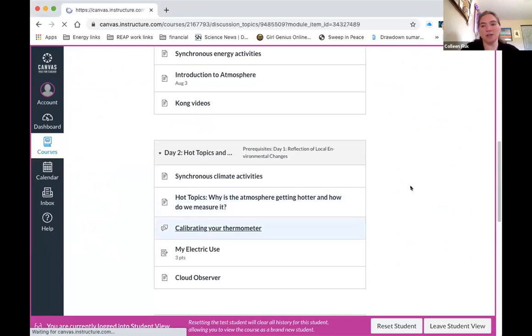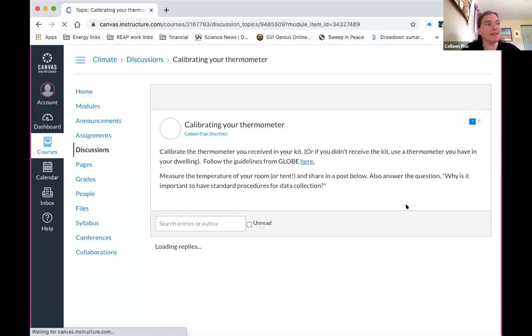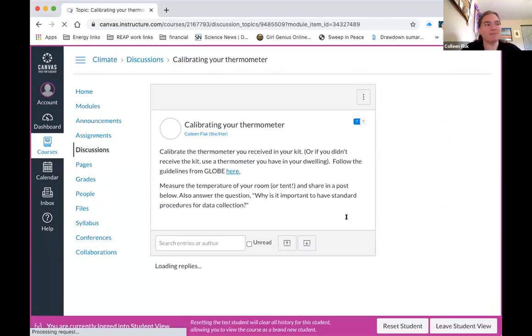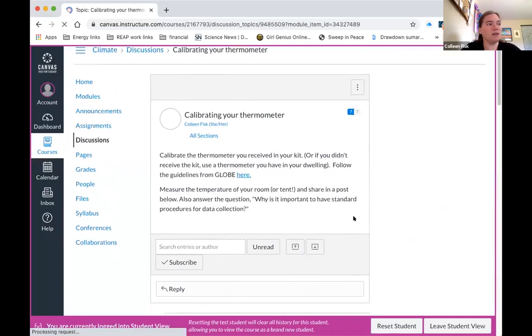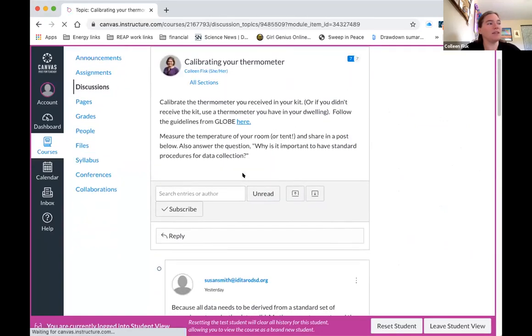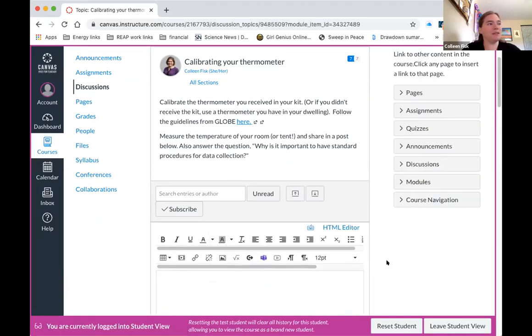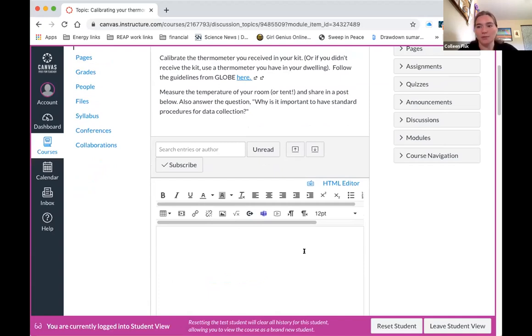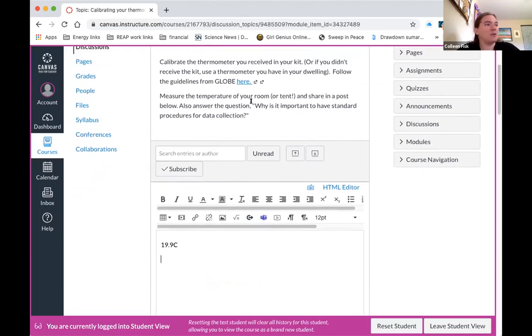We have it as a discussion post, not as a graded assignment, although of course we still would like you to submit. This is where you submit what the temperature is. So you'll hit reply at the bottom. You'll say what the temperature of your room is, which of course is going to be in Fahrenheit. My little clock thermometer next to my desk is in Celsius and it says 19.9 C, so I'll just put that there right now, non-calibrated thermometer. And then you also answer the question, why is it important to have standard procedures for data collection?